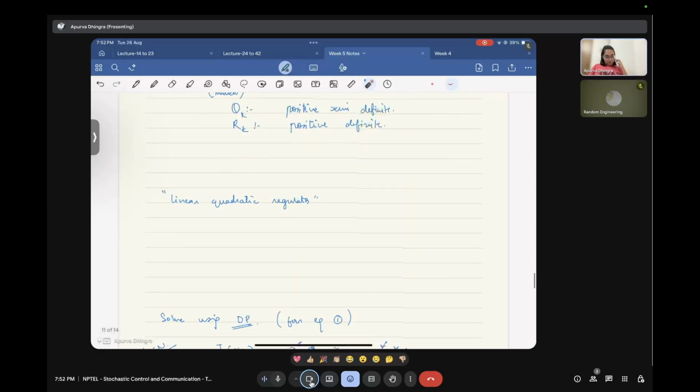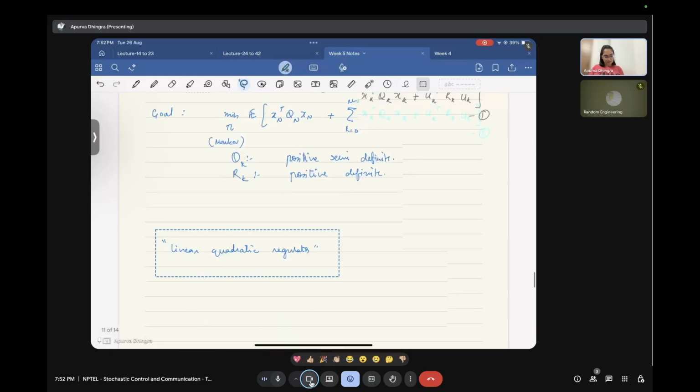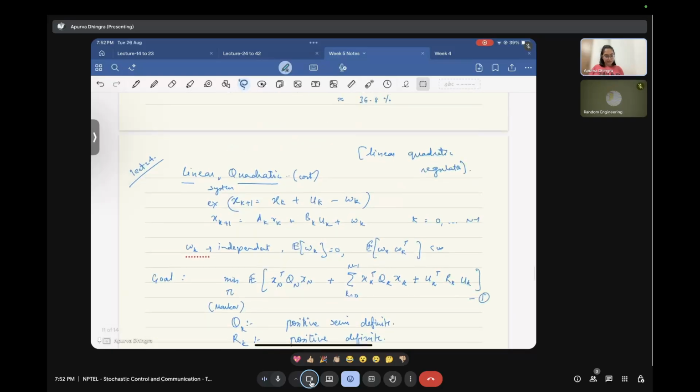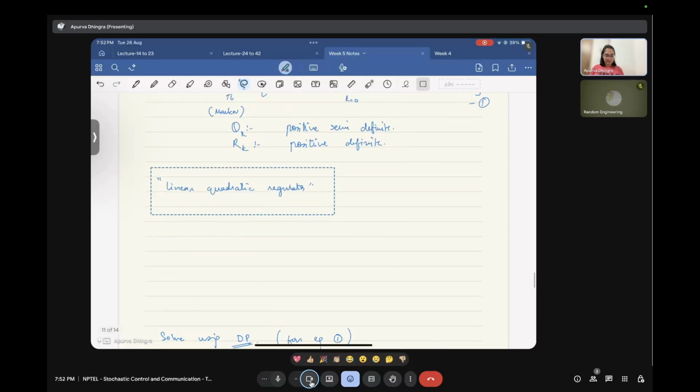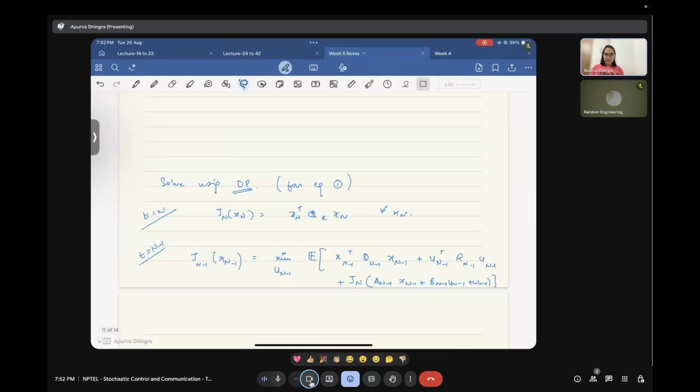Okay, there is one more class of problems within this. Linear system and quadratic cost type problems are called quadratic regulators. But never mind, that's not what we are focusing on. Since we have very limited time, let me just brush over the idea that was talked about.